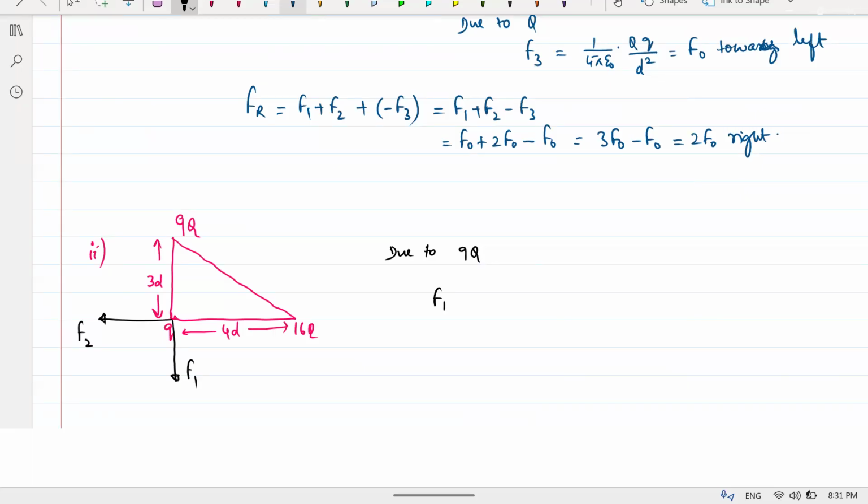So F1 will be equal to 1 by 4 pi epsilon naught into 9Q into small q divided by 3d whole square. So this will be equal to 1 by 4 pi epsilon naught into 9 times capital Q small q divided by 3 square, which is 9, into d square. The 9s will cancel. This will be equal to F naught. Clear?